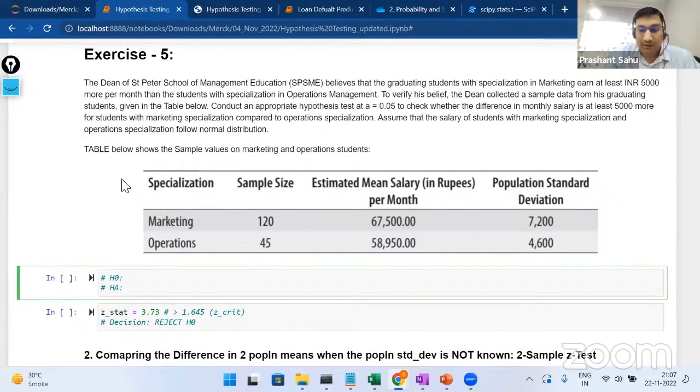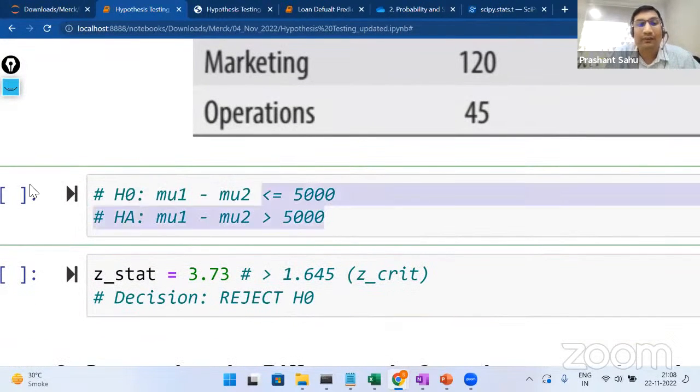So in this case, you are claiming that mu1 minus mu2 is greater than 5,000. That is the claim made by the dean of some random institute here, and less than or equal to will be nullifying the claim made by the dean. Does everyone agree on this? This is what a dean is claiming, right? That marketing people or marketing students on an average are getting 5,000 salary more than the operations management guys.